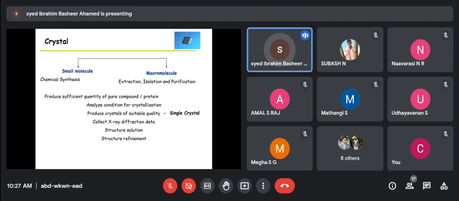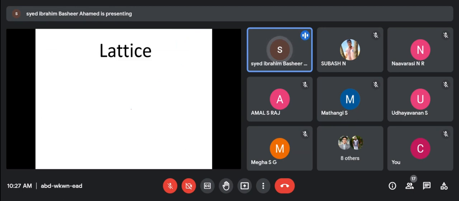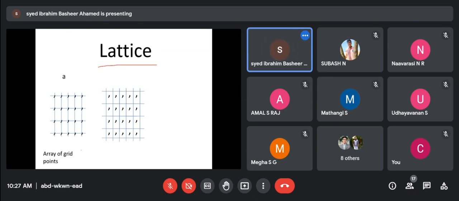Again, for small molecules and for macromolecules, what you have to do for crystallization, all these things we have seen. Now we come back to the lattice. Assume you have an array of grid points, something like this. If you draw lines around these grid points, you will have intersecting lines here and there.